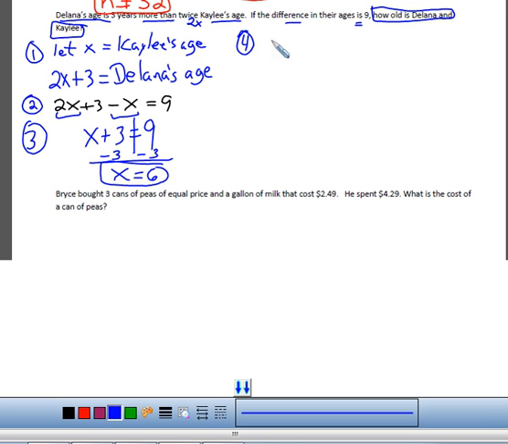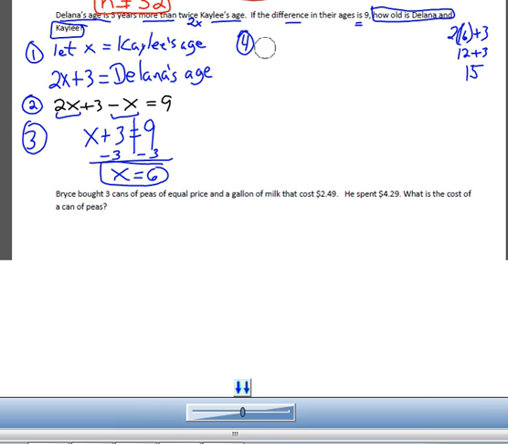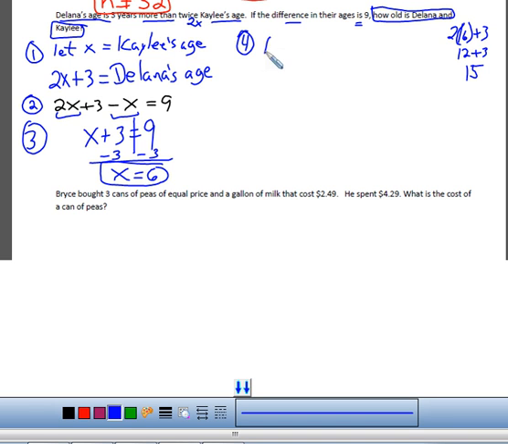So if Kaylee is 6, what's 2 times 6 plus 3? So off to the side, I'm going to do 2 times 6 plus 3. What is that? Well, that's 12 plus 3, well, that's 15. All right, so let me fix this. I'm not actually going to start with Kaylee. I'm going to start with Delena, who's 15, and Kaylee, who's 6. Now, does that equal 9? 15 minus 6 does equal 9. So this checks.